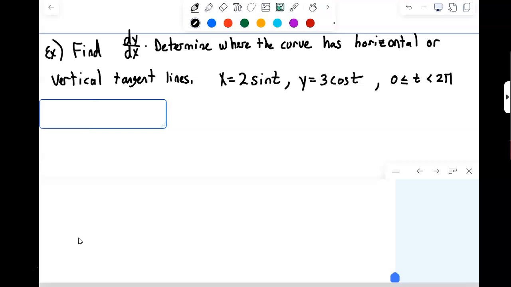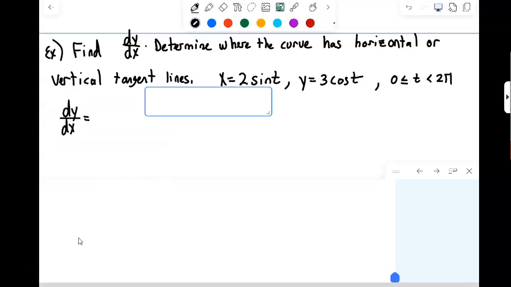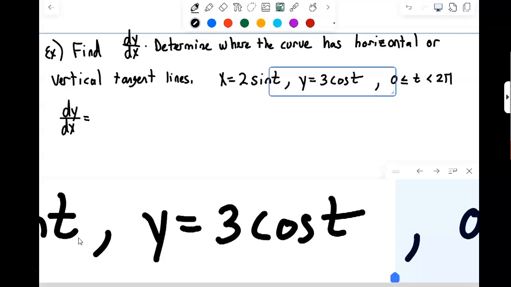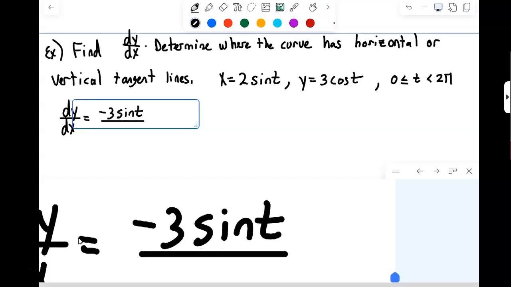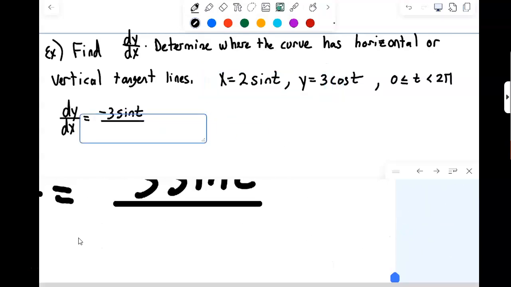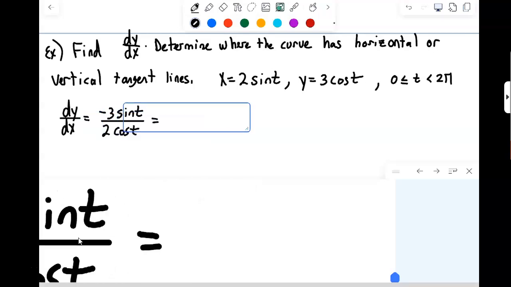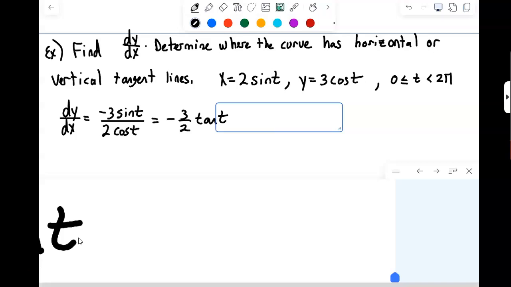Okay, so first of all, to compute dy/dx, we just do the derivative of the y function. So the derivative of 3 cosine of t would be minus 3 sine of t, and then divided by the derivative of x, which would be the derivative of 2 sine t, which would be 2 cosine t. Okay, so this is, in other words, negative 3/2 the tangent of t, which will actually give us the slope of the tangent line.